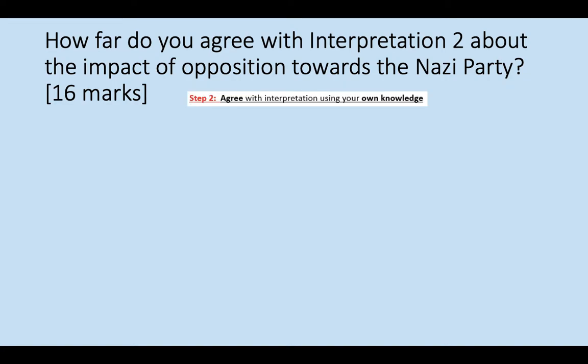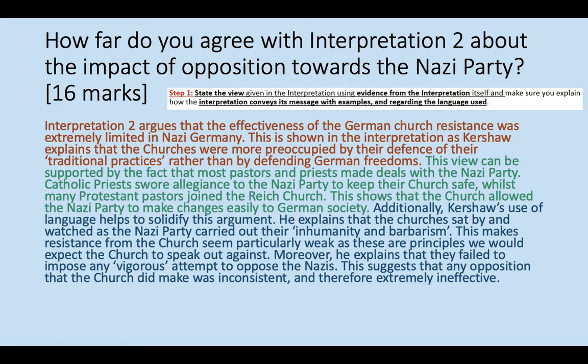So, we're done. That's it. We've finished with the first paragraph. So what you can see there is we've stated what his position is in interpretation 2. We've explained some of the evidence that he's used to help make his argument, and we've assessed some of the language he's used to help make his argument. Now what we do is show that we have some knowledge, and we try to explain why, through that knowledge, this can be quite a compelling argument.